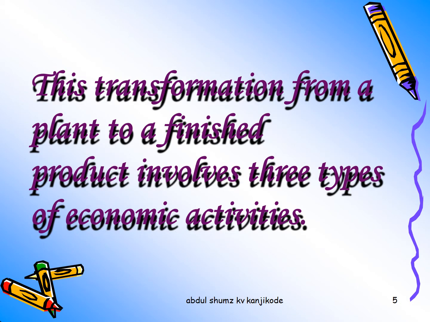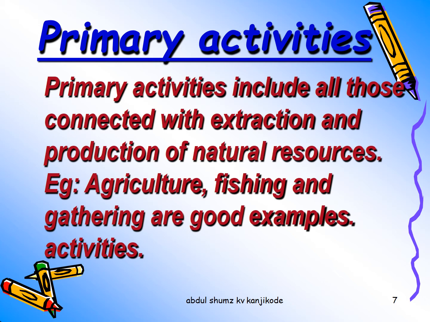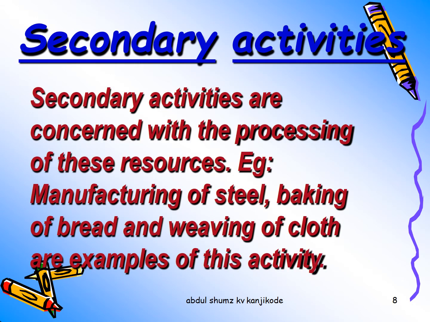The transformation from a plant to a finished product involves three types of activities. Now let us understand what are the three types of activities. They are primary, secondary and tertiary. The first activity includes all the things like extraction and production of the natural resources. For example, agriculture, fishing, gathering are examples of primary activities. Secondary activities are those activities which are connected with the processing of these resources, like manufacturing of steel, baking of bread, or weaving of cloth.